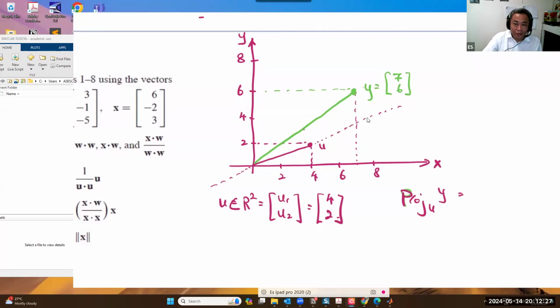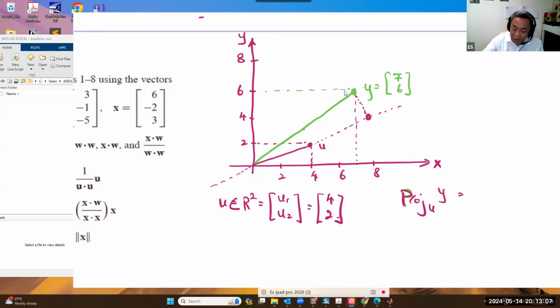Where should I land? Should I land here? Here? Where should I land so that the projection of y onto u is the nearest value towards y? Maybe I should show you that intuitively you will think that it should land somewhere here, because it cannot be here, as it is so far away from y, right? So the idea is that it must be somewhere here, but how?